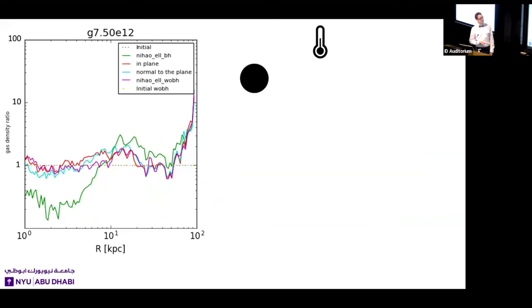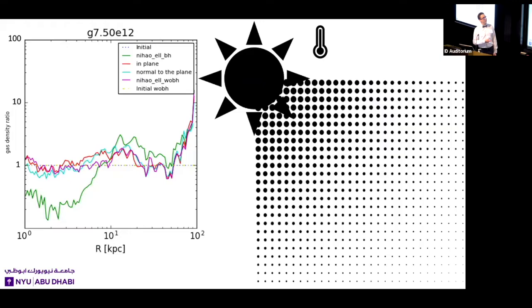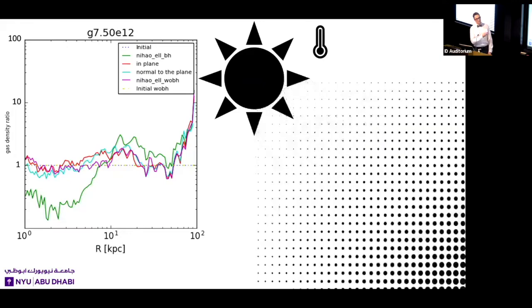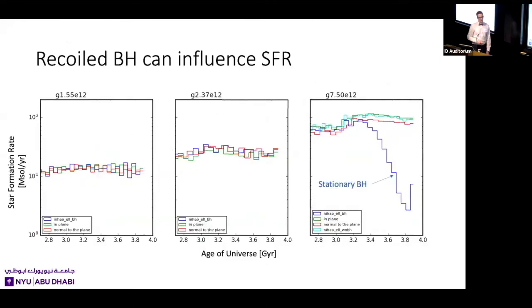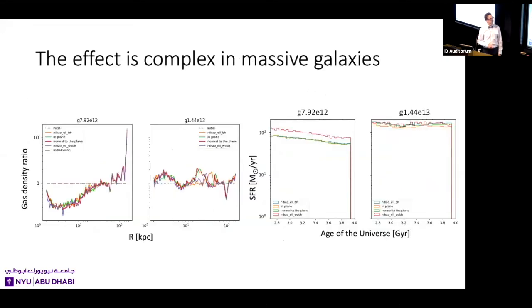What we think is happening is that a small black hole doesn't radiate much energy, but a big black hole tends to heat the gas around it, which means it tends to push gas away. Right? And recoil can also influence star formation rates. As you can see in the plot on the right, if the black hole is stationary, it quenches star formation. But if it's kicked, it cannot quench because the black hole doesn't grow, so we don't have as much AGN feedback.